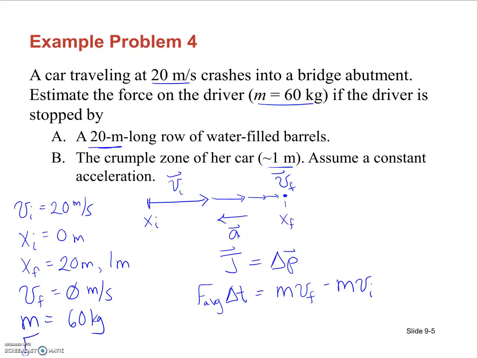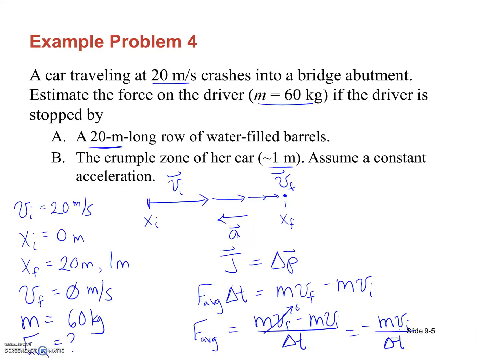Forgot to write down what I'm looking for. I'm looking for the average force. Okay, so I'm looking for the average force. Let's divide both sides by delta t. F average is equal to m v final minus m v initial over delta t. Well, I know my final velocity is 0 because I came to a stop. So this is simply negative m v initial over delta t.